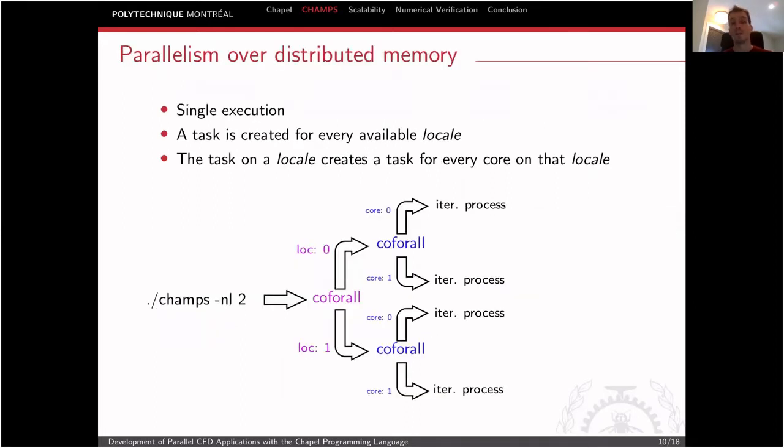And for the parallelism over distributed memory, there's one really big difference when compared to an equivalent MPI code, which is that with Chapel, the code is executed only once. When we execute the code, we give as an input the number of locales, or compute nodes. Then inside the code, using coforall statements, we create all the necessary tasks. We start by creating a task for each locale, and then each of those tasks on each locale will create a task for every core that is available on that locale.